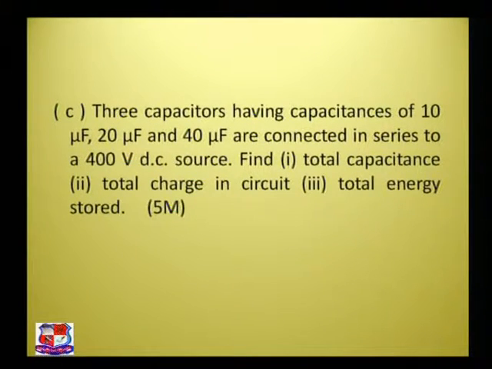So next question is question 2c. We'll go through this question first. Three capacitors having capacitances of 10 microfarad, 20 microfarad and 40 microfarad are connected in series to a 400 volt DC source. We have to find the total capacitance first, second the total charge in the circuit, and third the total energy stored. As I told earlier, whenever you are solving any example, first you have to draw the circuit, and write what is given in the question.